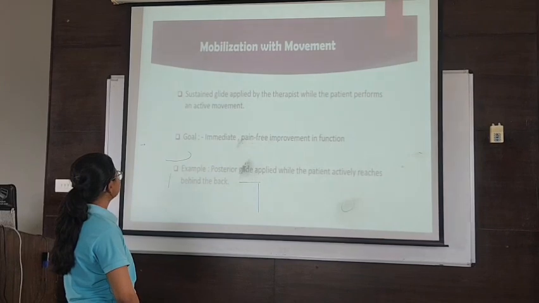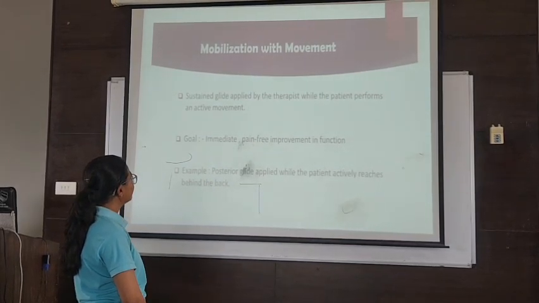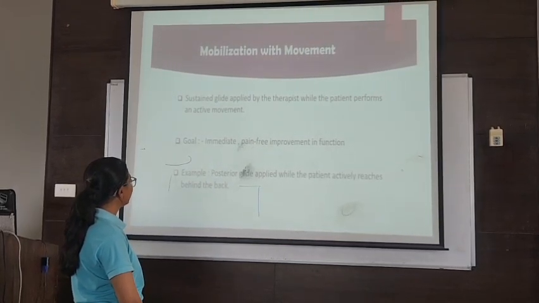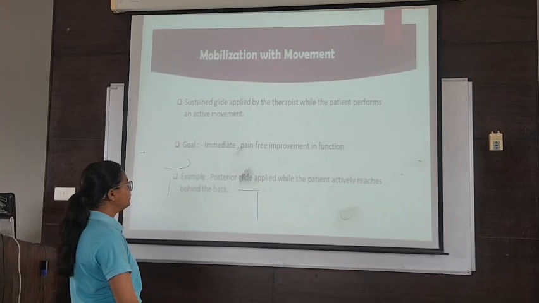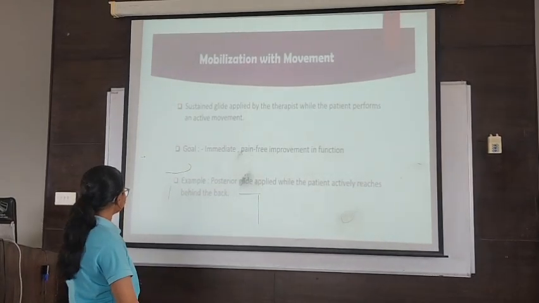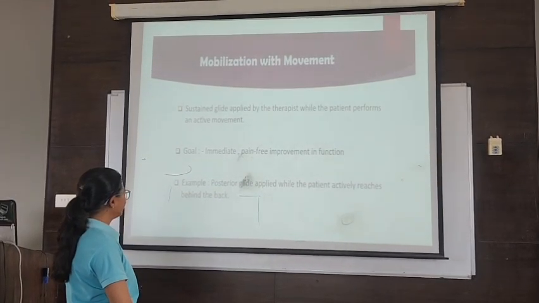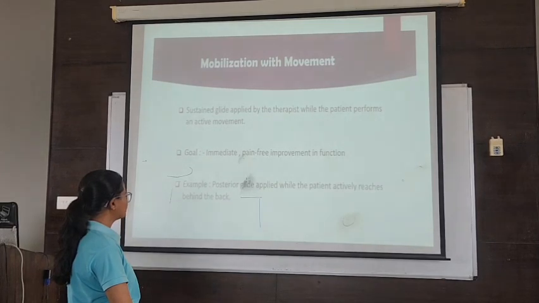Mobilization with movement. A sustained glide applied by the therapist while the patient performs an active movement. Goal: immediate pain-free movement in function. Example: posterior glide applied while the patient actively reaches behind the back.